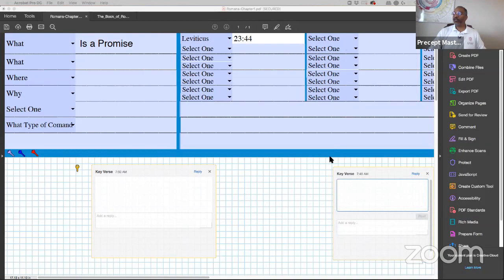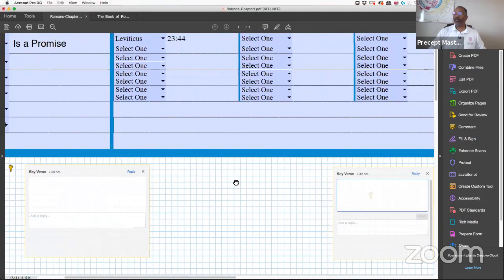Now we're also going to put in Deuteronomy. We're going to put in two of the areas of Deuteronomy. We're going to put in 4:13, and we're going to put in 26:18. So we have those two running there.